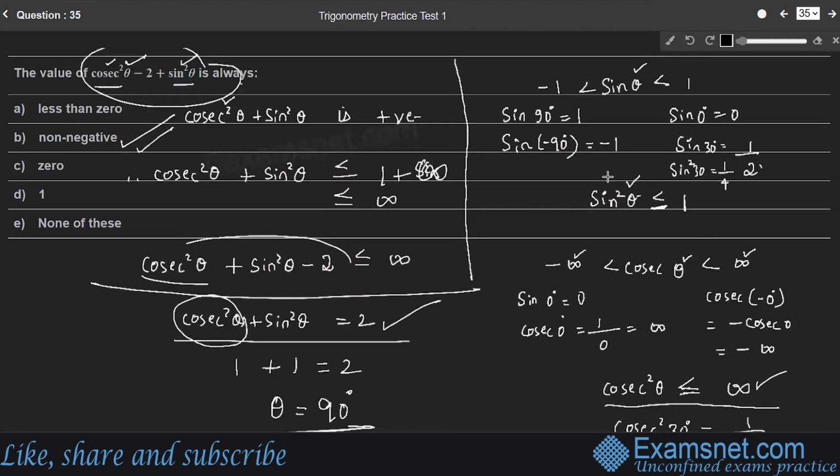Therefore, forget about the angle. Here the value of the given expression is always non-negative. That means it can be 0 or greater than 0, a positive number, right? Therefore, option B is the right answer.